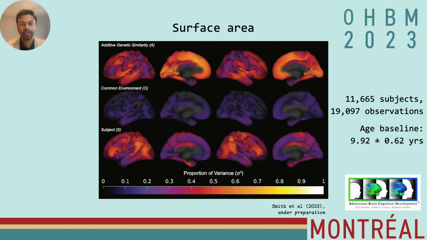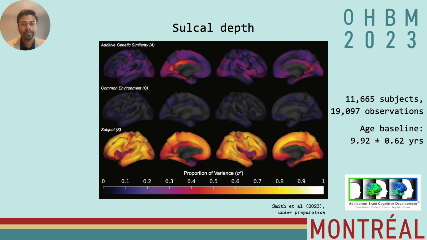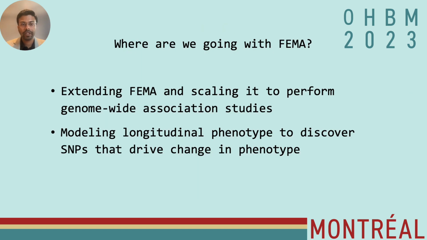Same analysis but using surface area, and the same analysis using sulcal depth as the y variable. Here, for example, the subject effect is extremely large. These were some of the examples of what FEMA can do.